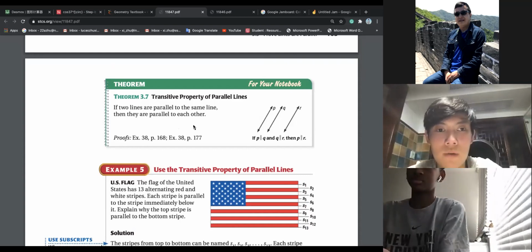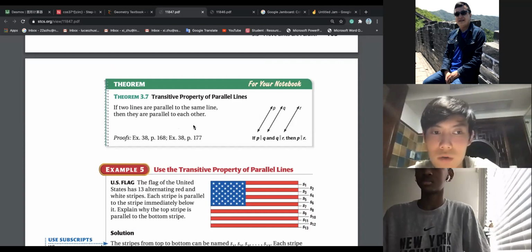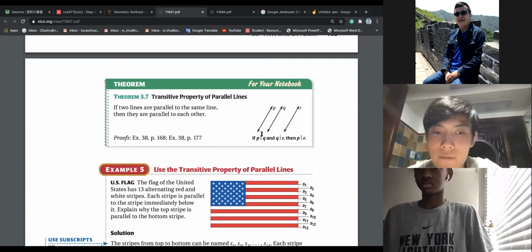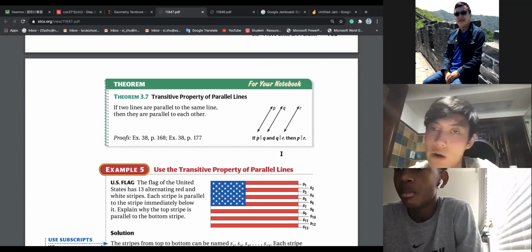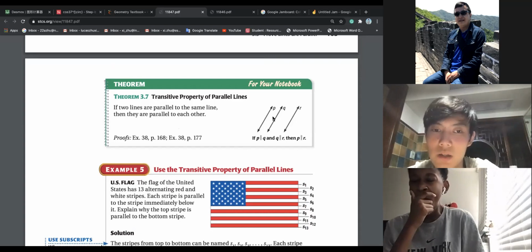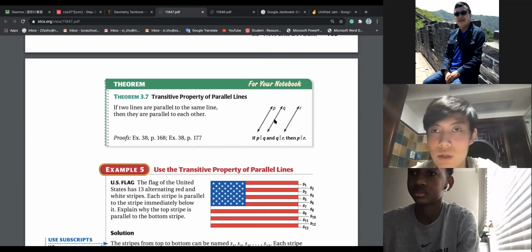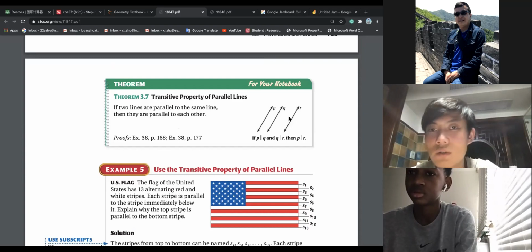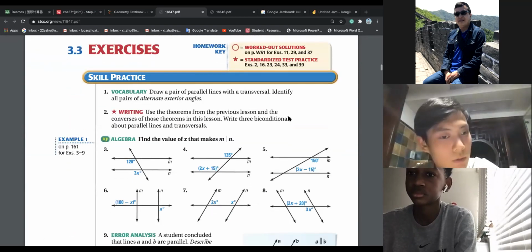Okay. Transitive property of parallel lines. If two lines are parallel to the same line, then they are parallel to each other. See, if line P is parallel to line Q, and Q is parallel to line R, then P is parallel to line R. Okay. It's not really complicated. It's just saying that if the first line is parallel to the second line, and the second line is parallel to the third line, then the first line is parallel to the third line. All right. It's simple, but you have to remember it because you're going to use it a lot.